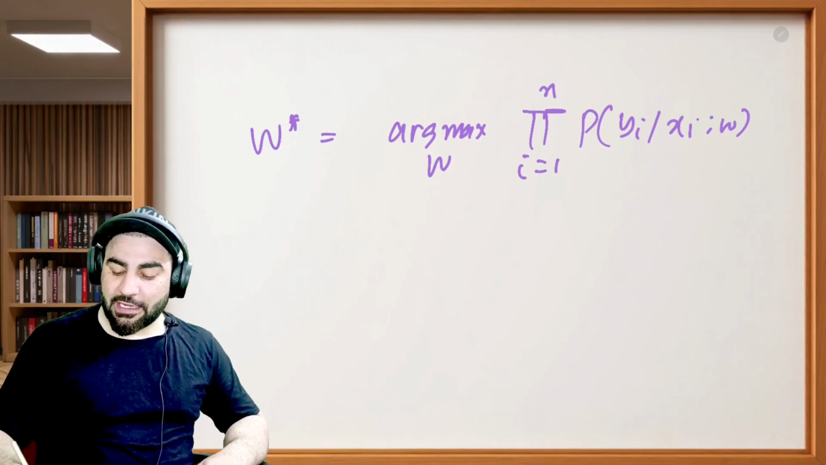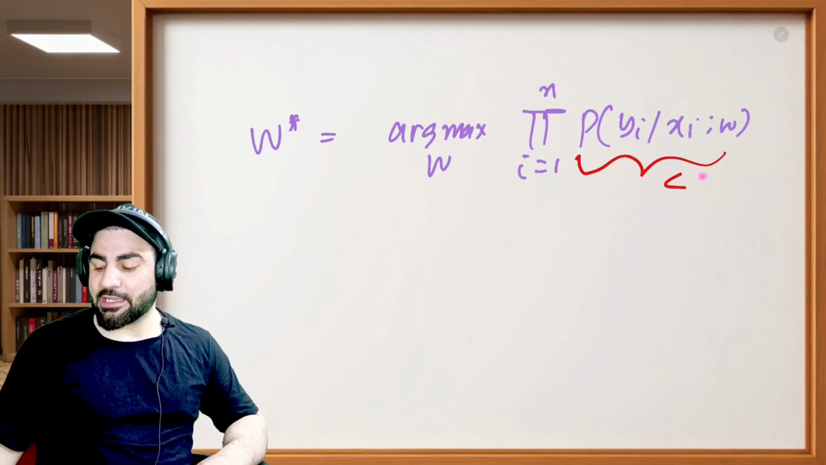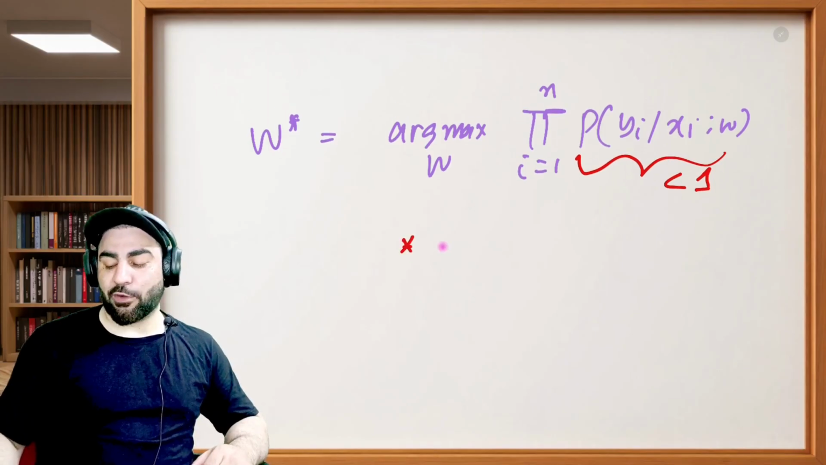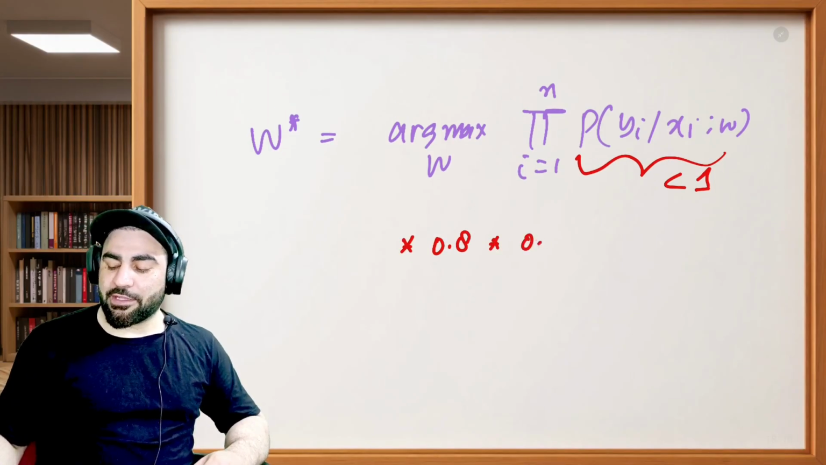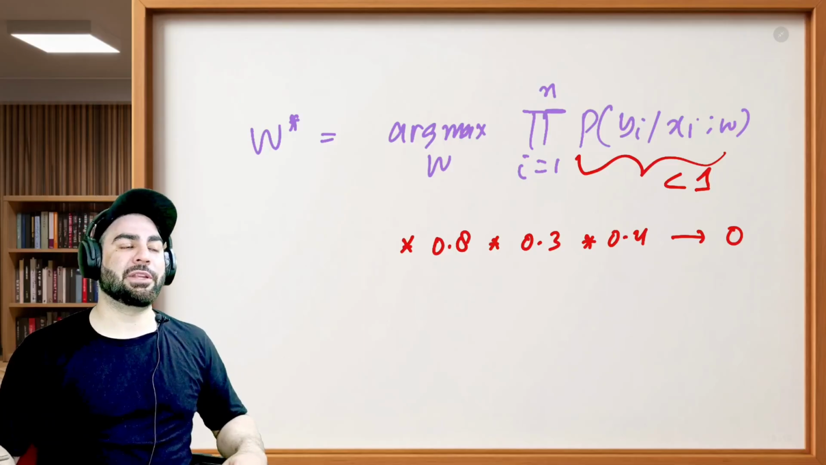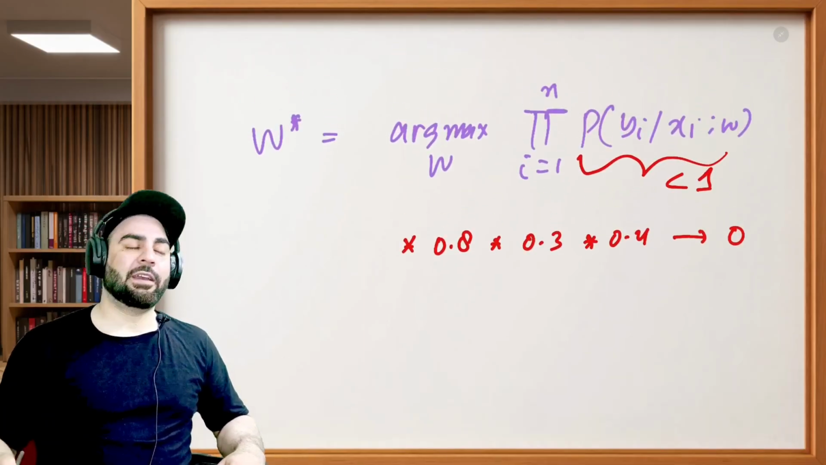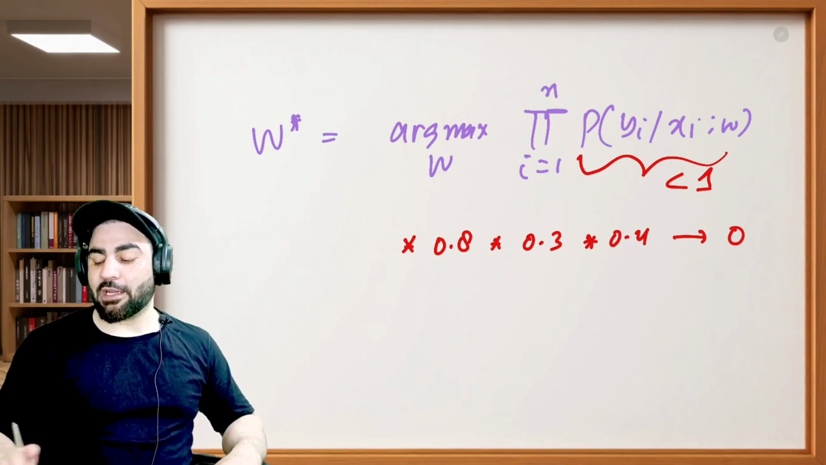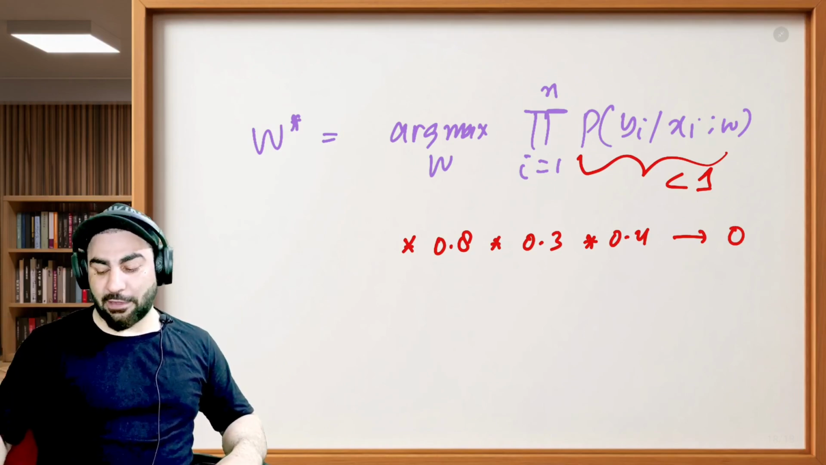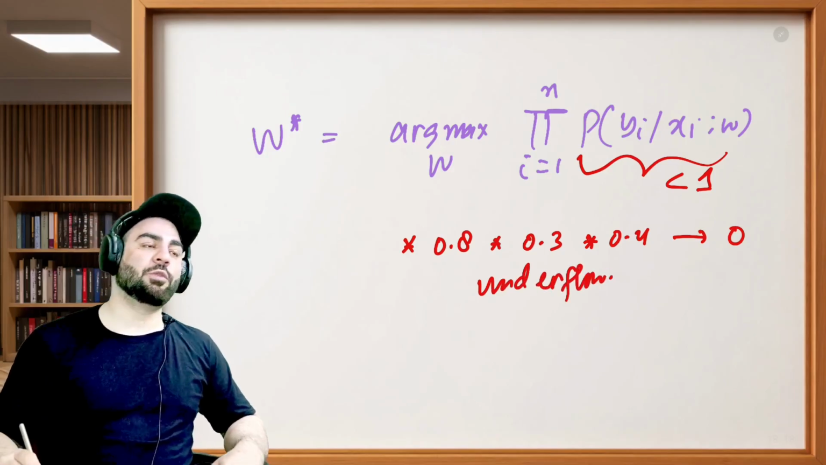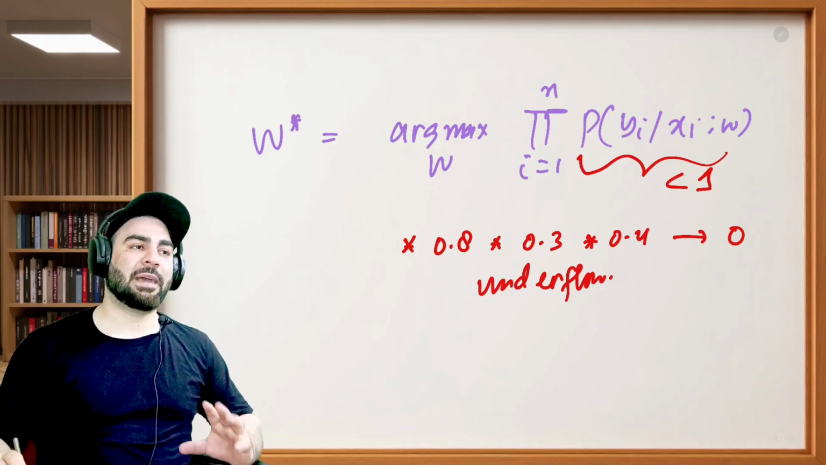Now the problem is that this quantity will be less than 1, or at max it will be 1. If you keep on multiplying quantities which are less than 1, let's suppose 0.8 multiplied by 0.3 multiplied by 0.4, it will tend to 0. This will keep diminishing. And the problem in computers is that you have finite memory, so this will approach 0, or sometimes even underflow. That is the problem. So we won't use the maximum likelihood criterion as it is.